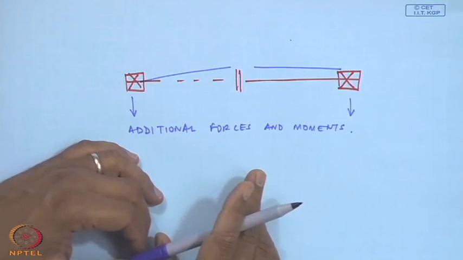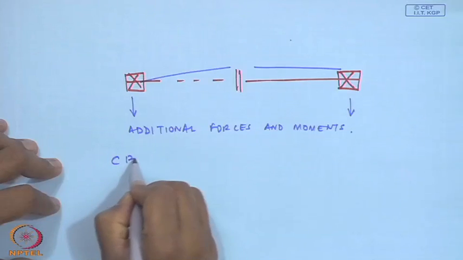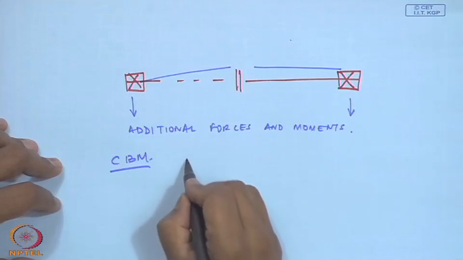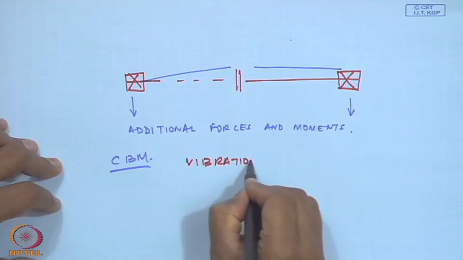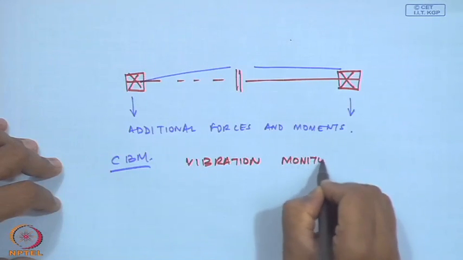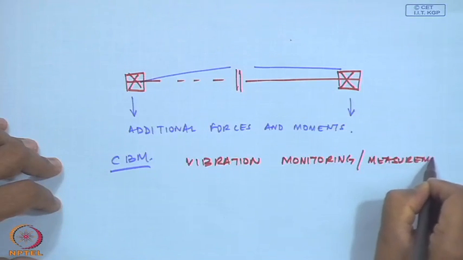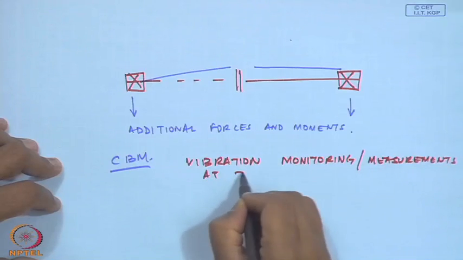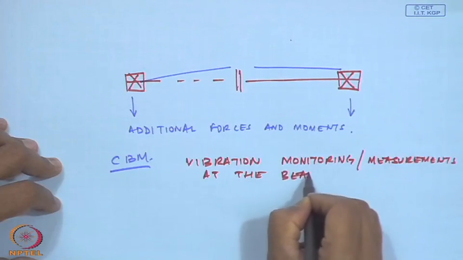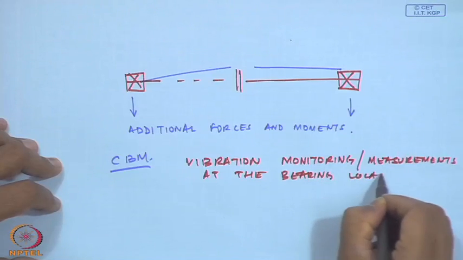To monitor misalignment, we need to look into certain special characteristics of misalignment, which I will discuss later on in this class. But usually, people in the industry are alarmed by excessive vibrations of the bearing, and that is a problem you will face while doing a CBM, because we do vibration monitoring or measurements at the bearing locations.